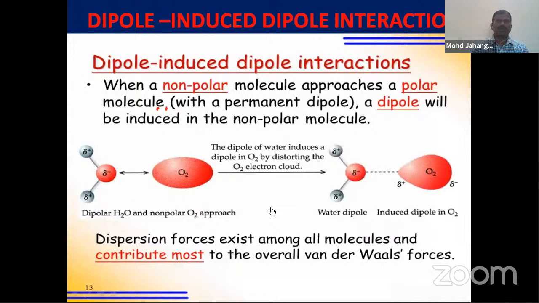Usually these dipole induced dipole interactions exist between a polar molecule having permanent dipole nature and a non-polar molecule. You know very well about polar and non-polar molecules. Polar molecules are those in which electrons are unequally distributed between the two atoms. The previous example I explained clearly, hydrogen chloride, HCl: in HCl, electrons are unequally shared.